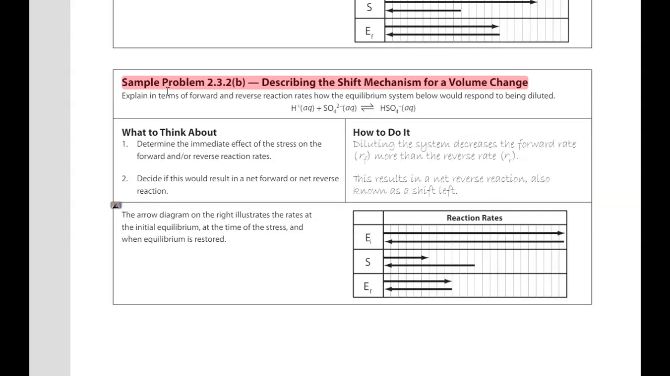Well, if we dilute a system, decrease the concentration, that always decreases the forward and reverse rates, but it will decrease the forward rate more than the reverse rate because there's more particles on the reactant side, therefore causing this left shift. Again, diluting the system decreases the forward rate more than reverse rate, resulting in a reverse reaction known as a left shift, depicted once again beautifully by this reaction rate diagram down below.